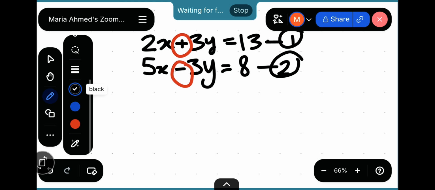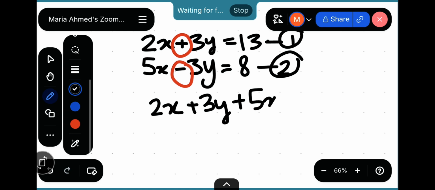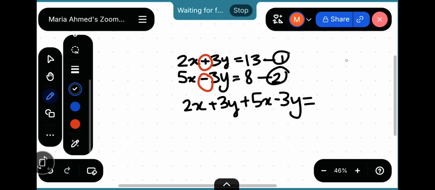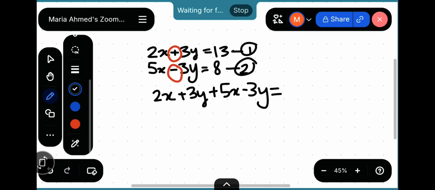So we are going to write the left hand side of equation 1, and we are going to put an addition sign and write the left hand side of equation 2, equals to, now we are going to write the right hand side of equation 1, and since we are adding, I'm going to put an addition sign here, and we are going to write the right hand side of equation 2. Now let's solve it by collecting the like terms.